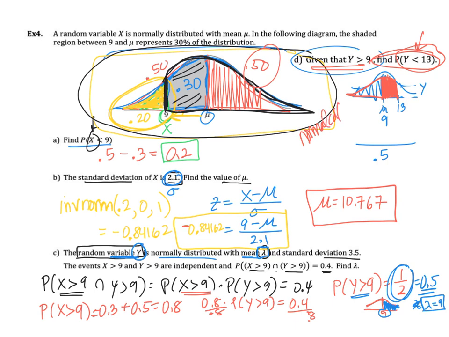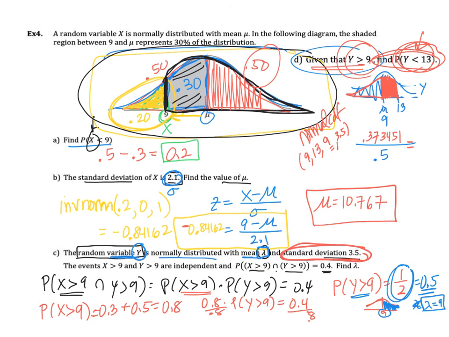So normal CDF, and you're going to go from 9, lower limit, to 13, upper limit. Our average is 9, that's why there's another 9 here. And then our standard deviation is what? Remember, that was given to us down here in part C. So your standard deviation is 3.5. So when I calculate that, I get 0.373451. So that's the intersection of greater than 9 but less than 13.